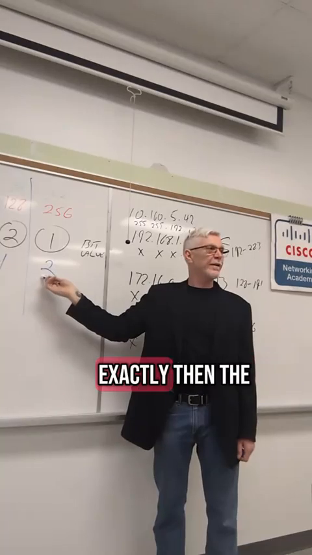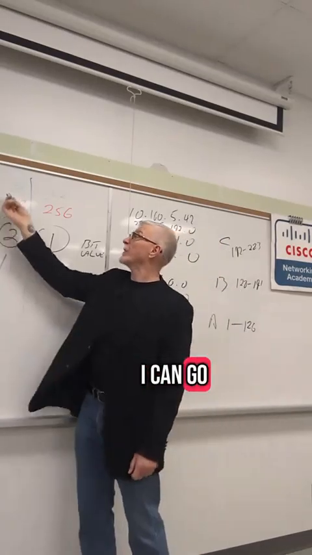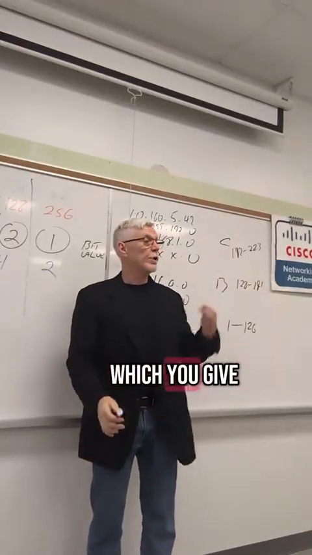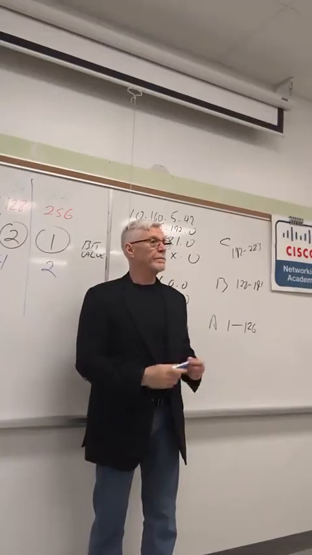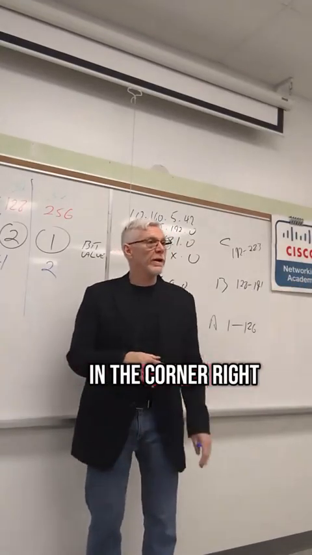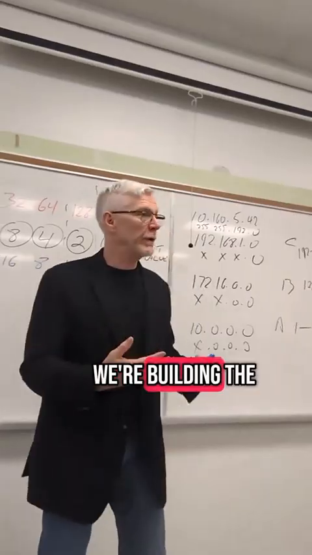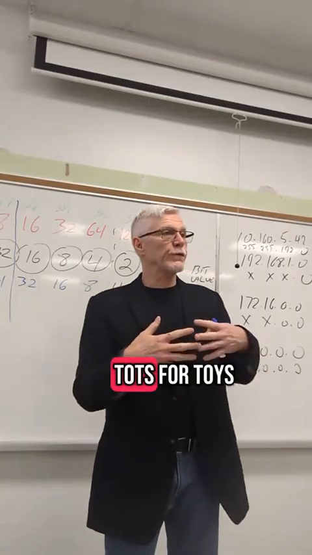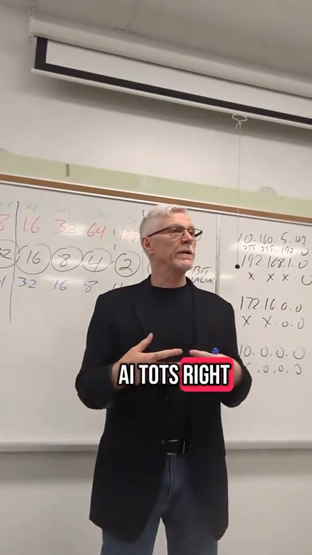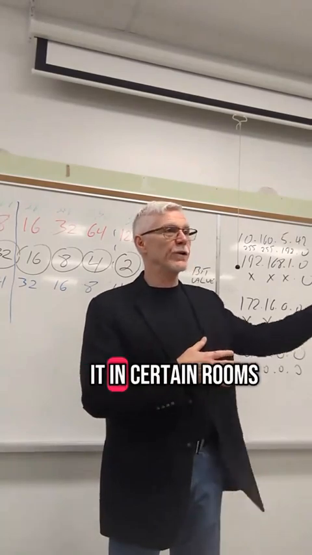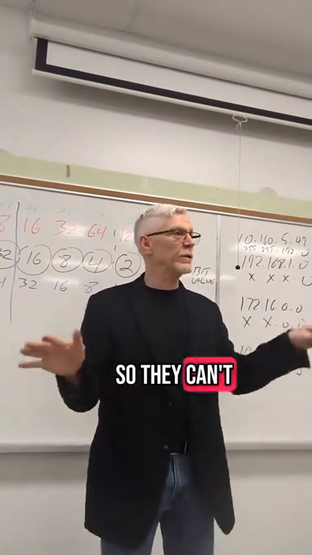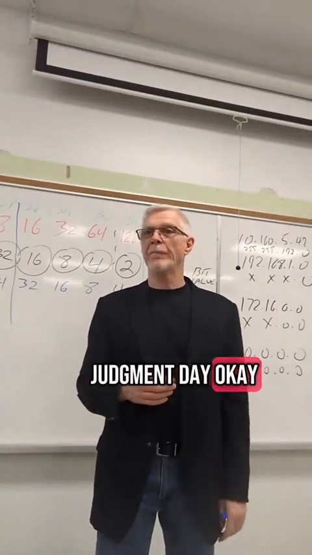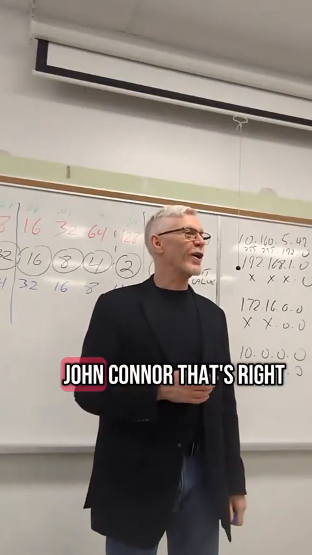Error. Yeah, exactly. Then the missiles launch, right? So the last I can go is a CIDR value 30, which would give me 64 networks incrementing by 4, which would give me only 2 hosts per. 2 little scientists in the corner, right? Because remember, we're Skynet, right? We're building the big robots to take over the world, but our front is our little company, Toys for Tots, AI Tots, right? So we have scientists subnetted in certain rooms and scientists in other rooms so they can't see what's going on and they don't know what's going on until poof, right? Judgment Day. Okay, we'll find John Connor. We'll find John Connor, that's right.